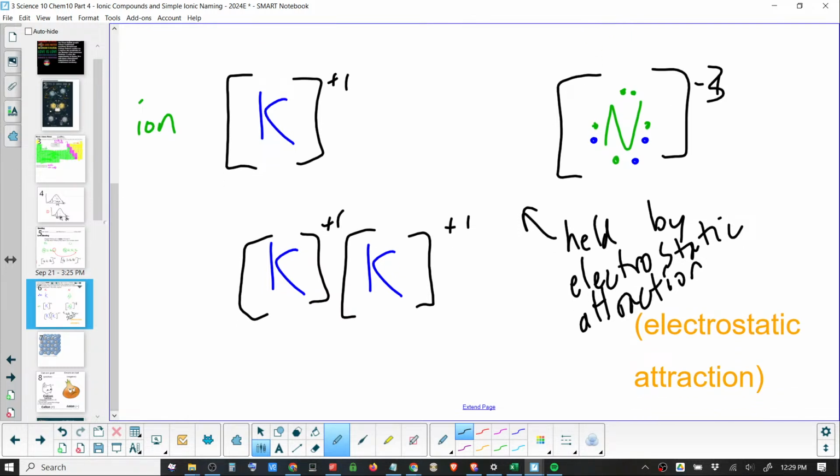Let's try one more time. Electrostatic attraction is just the attraction between the positive and the negative. So there's no actual bond per se. Covalent, they're there because they're sharing something.